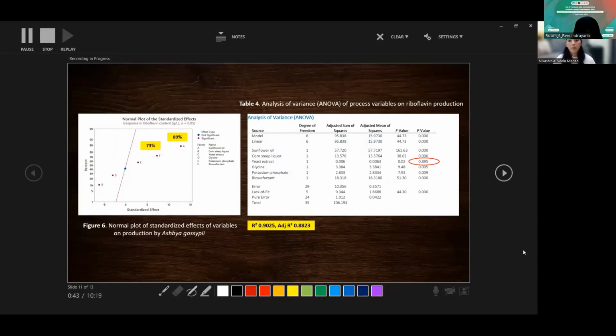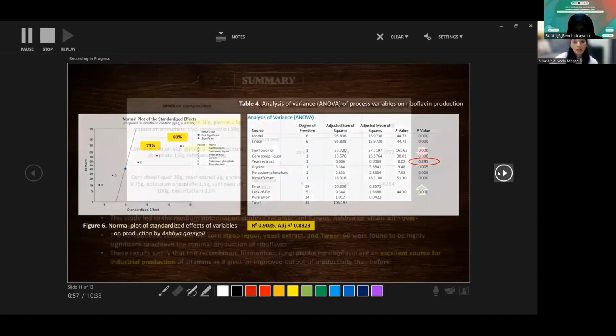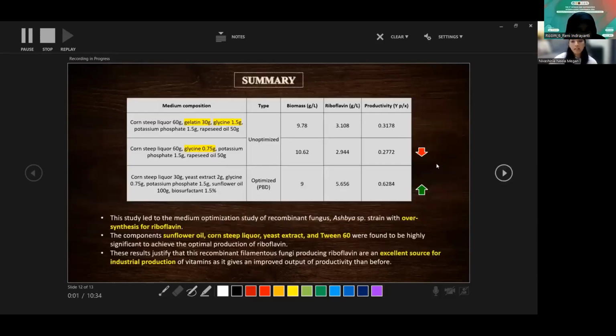Now, this model has wholly shown that it has a significant impact towards riboflavin synthesis. And the summarized table has shown over here that the productivity of the optimized medium, the one that was screened with a statistical approach, has given more productivity compared to the unoptimized one.